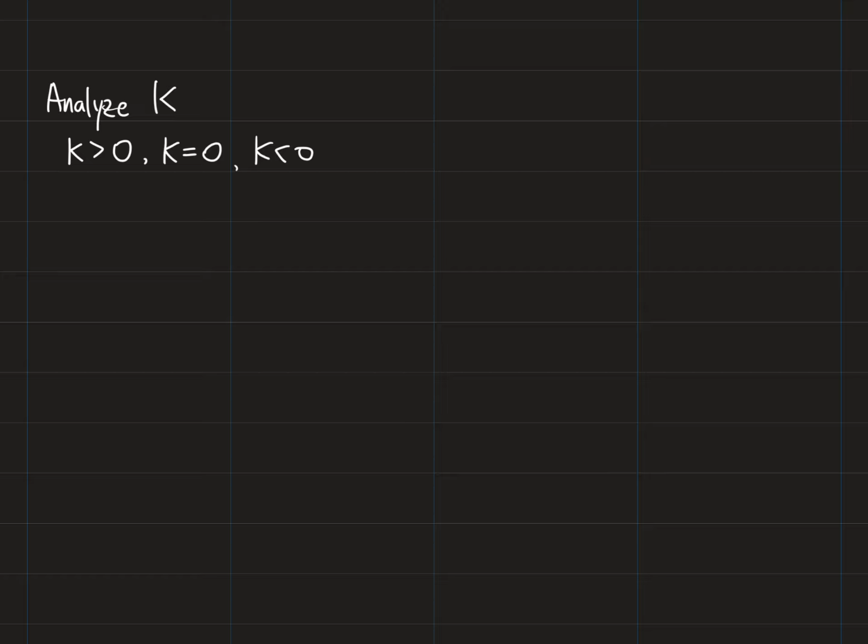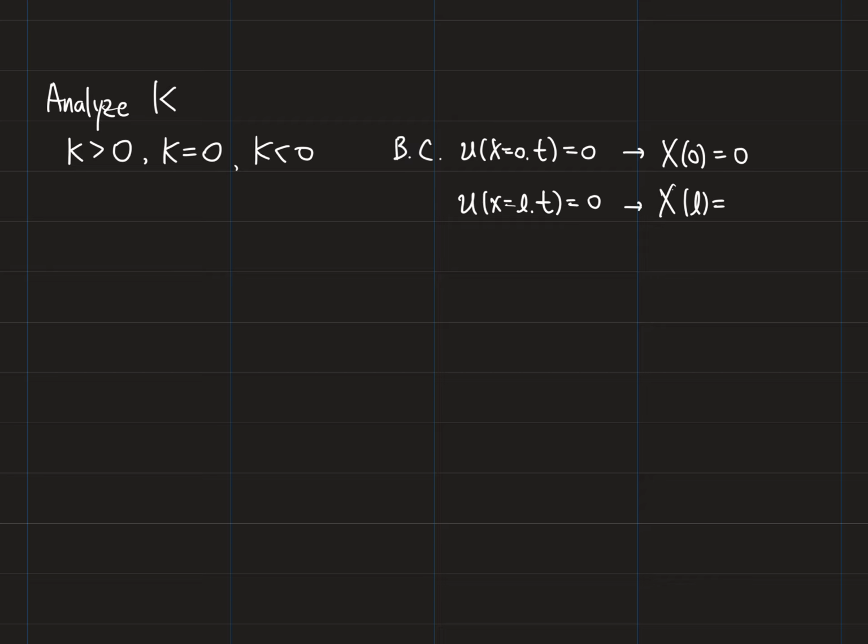So we will solve the spatial ODE for these three cases. And for sure, we still have the boundary conditions that at x equals 0 and x equals L, the displacement should be 0, which means that for the spatial part, due to the separation of variables, we can simply say that this boundary condition only applies to the spatial part.